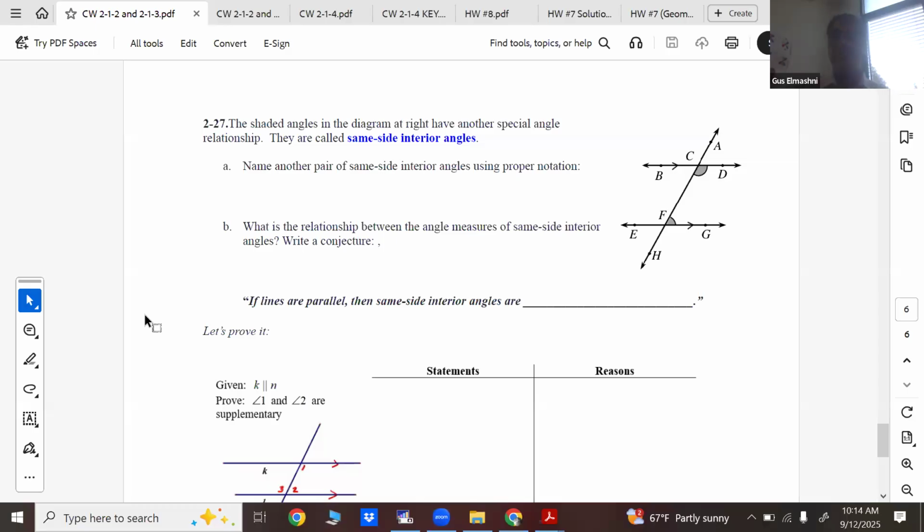Okay, so same side interior angles. We talked about that already. So when this happens, they have to add to 180. So look at these two. We'll call it angle DCF and angle CFG. Those have to add to 180.